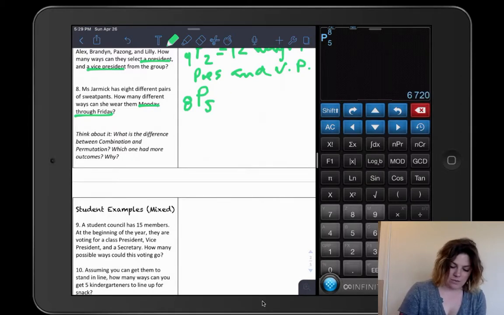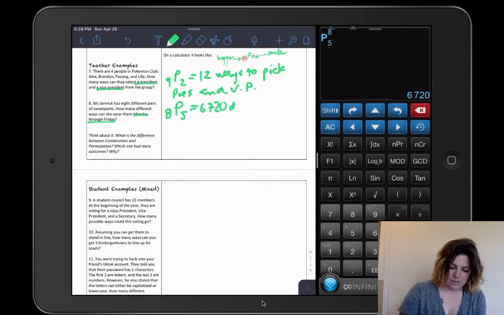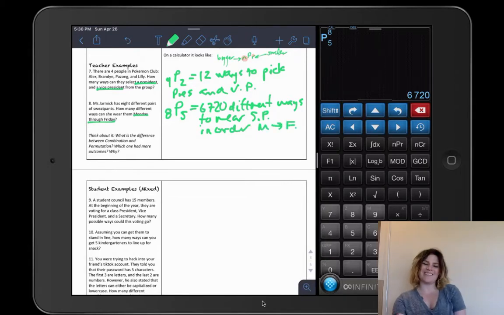All right, so I have 6,720 different ways to wear sweatpants in order, Monday through Friday. Notice how I'm getting lazy with what I write.